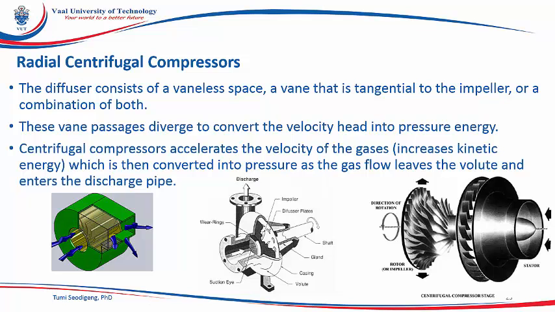The diffuser consists of vaneless space, a vane that is tangential to the impeller, or a combination of both. The vane passage diverges to convert the velocity head into pressure energy. Centrifugal compressors accelerate the velocity of gases, that is, increasing the kinetic energy, which is then converted into static pressure as the gas flow leaves the volute and enters the discharge pipe.